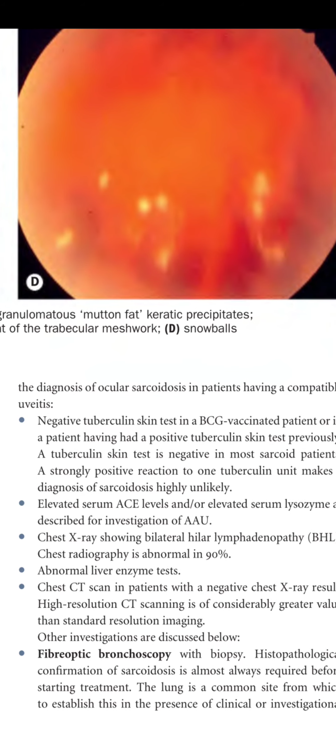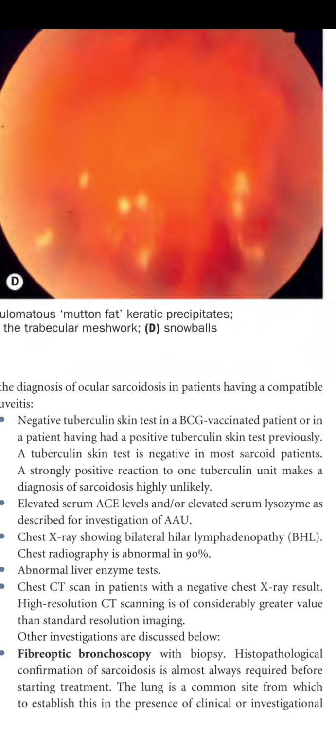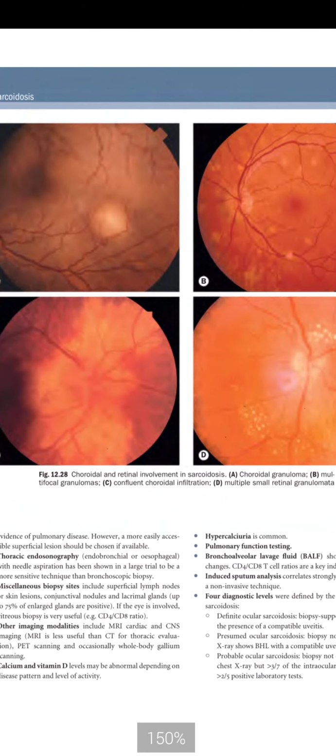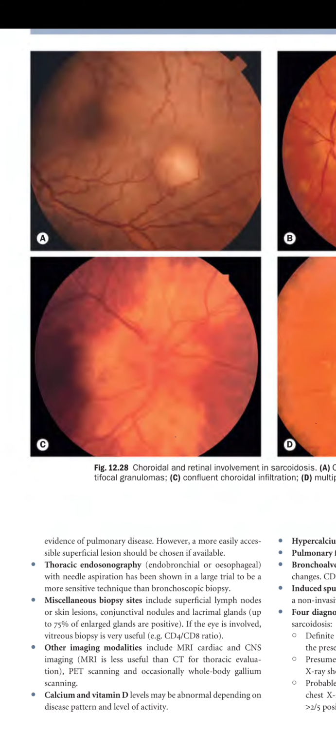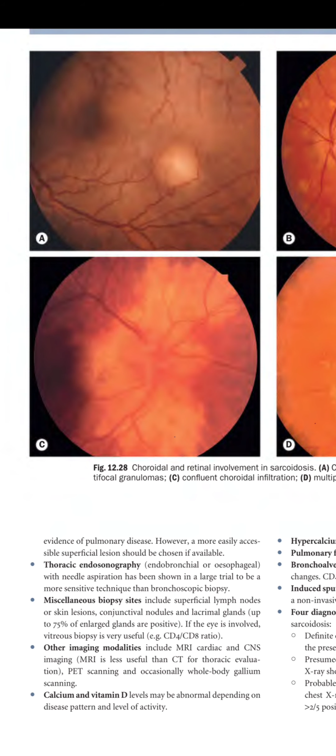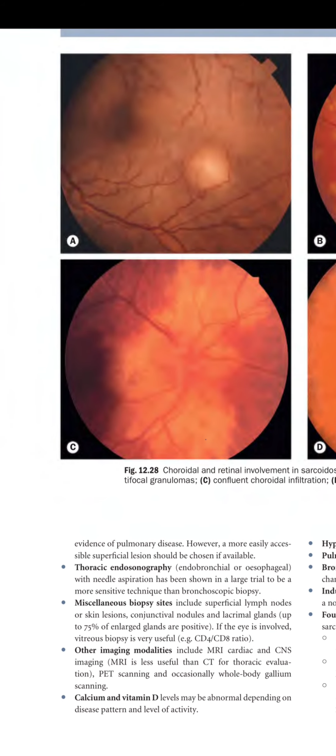Now you can do biopsy as well. So there is a fiber optic bronchoscopy with biopsy. Histopathological confirmation of sarcoidosis is almost always required before starting treatment. The lung is a common site from which to establish this in presence of clinical or investigational evidence of pulmonary disease. However, more easily accessible superficial lesions should be chosen if available. So you can do fiber optic bronchoscopy and do biopsy.